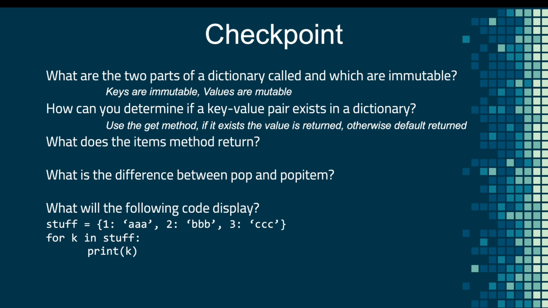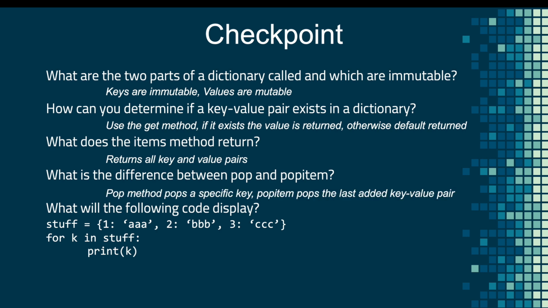So what does the .items method return? If I asked you that question, you could answer, it returns all keys and value pairs. If I ask you, what is the difference between .pop and .popitem? You could then answer, the pop method pops a specific key, and popitem pops the last added key value pair. Again, keep in mind, the popitem behavior depends on your version of Python. Before 3.7, it pops a random one. After 3.7 and beyond, it's going to pop the last one.